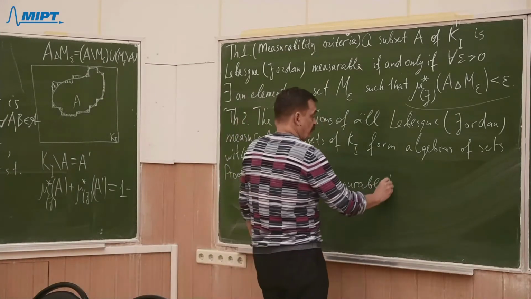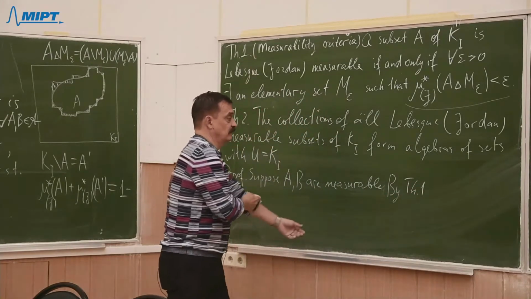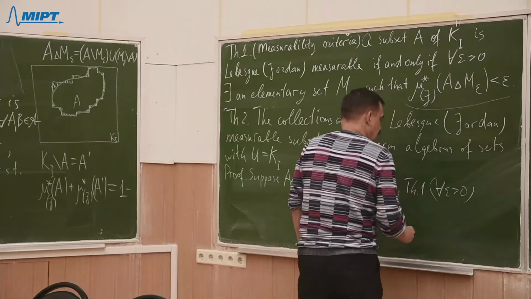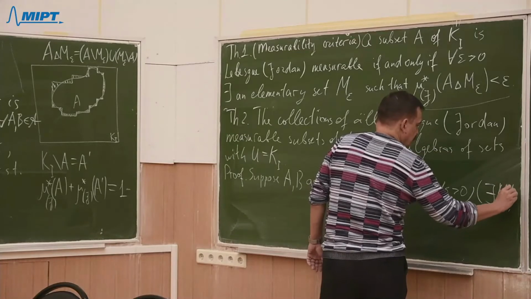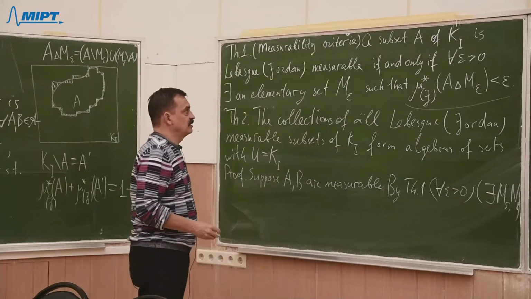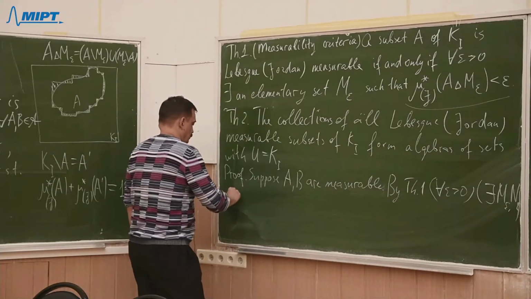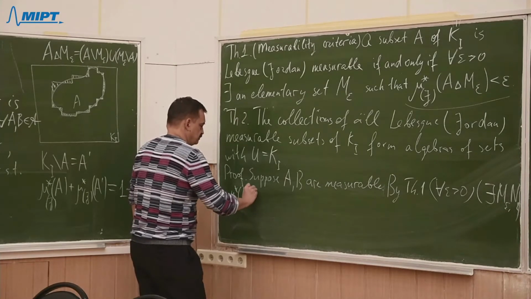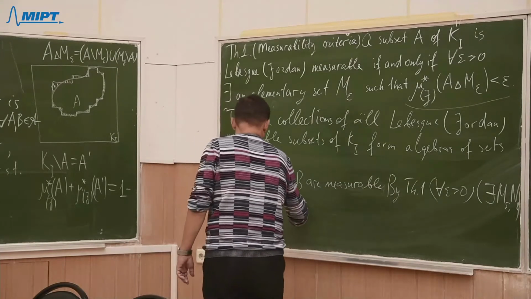According to theorem 1, this theorem, right? For arbitrary epsilon greater than 0, there exist two elementary sets, M epsilon and N epsilon, such that the outer measures of the symmetric differences are less than epsilon for both of them.